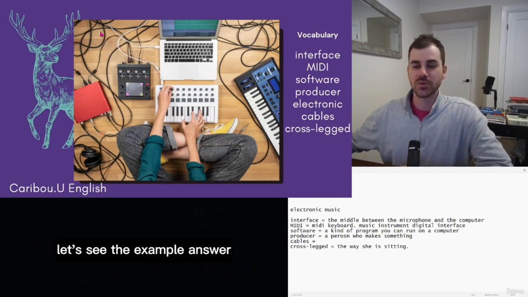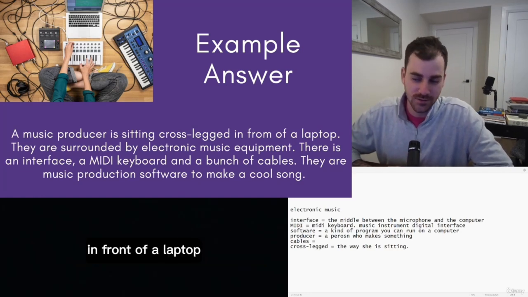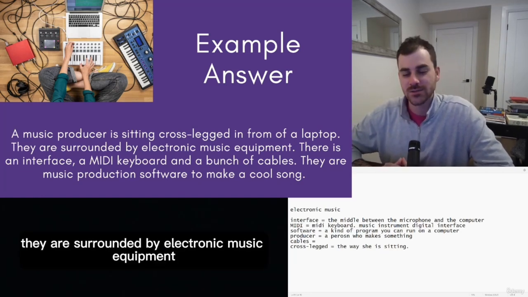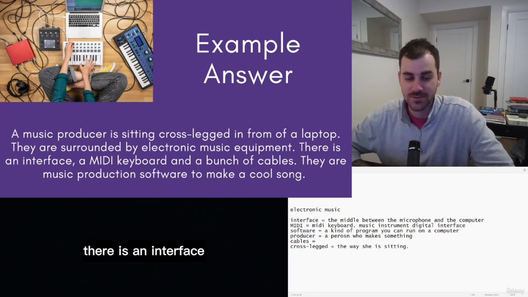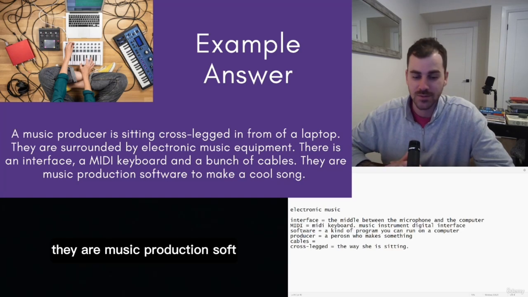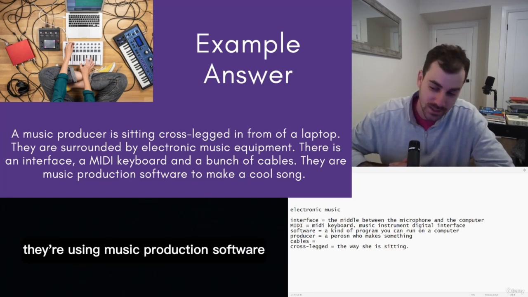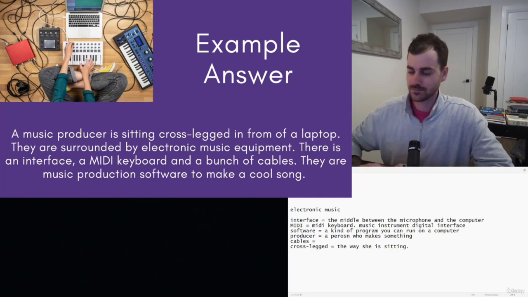Let's see the example answer. A music producer is sitting cross-legged in front of a laptop. They are surrounded by electronic music equipment. There is an interface, a MIDI keyboard, and a bunch of cables. They're using music production software to make a cool song.